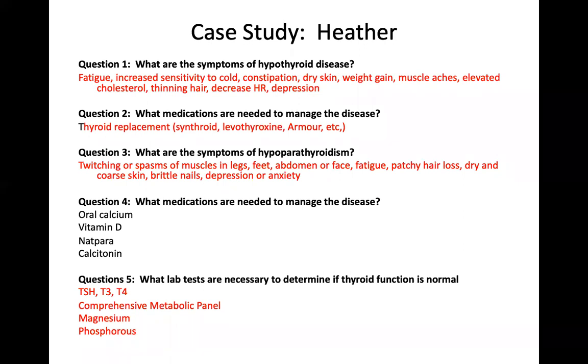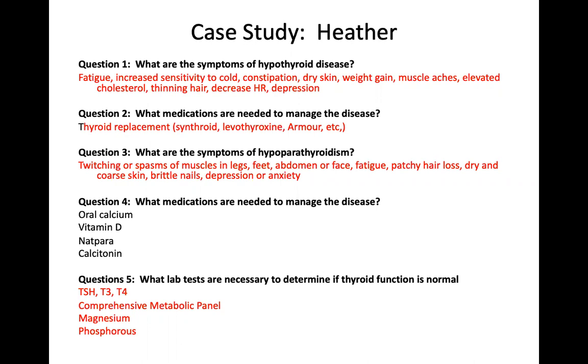What do we need to put her on? We need to have her on oral calcium, which she's on, right? Vitamin D, because we need calcium and vitamin D. Natpara is something for parathyroid disease, but I haven't used that very often, and I haven't seen it used even by the endocrinologist. And then calcitonin, which she's on. So at least the 3, oral calcium, the vitamin D, and the calcitonin, are 3 that you want to put them on for the parathyroid disease, okay?